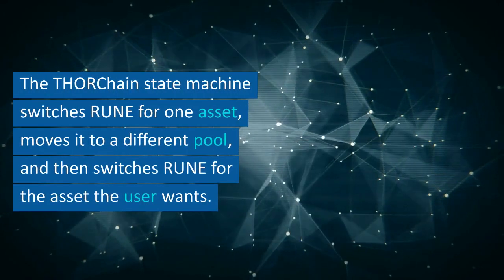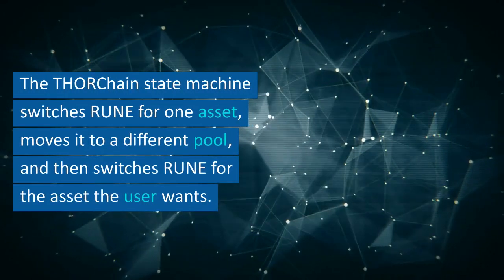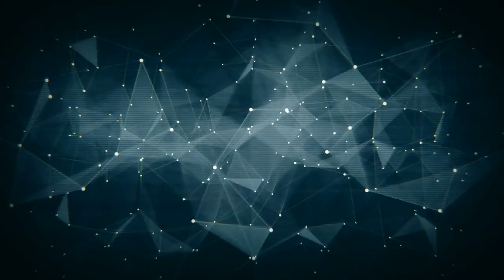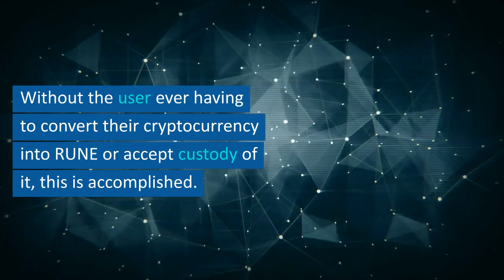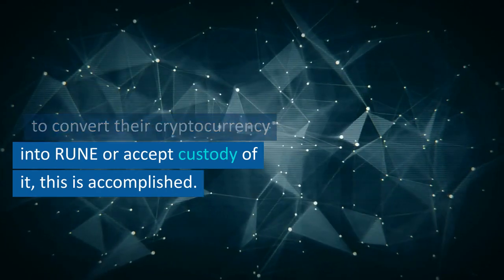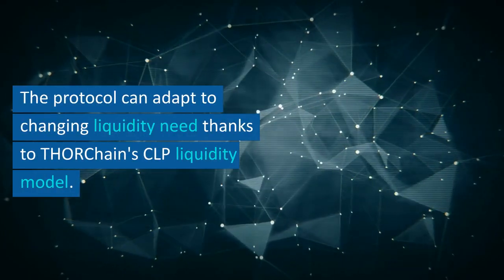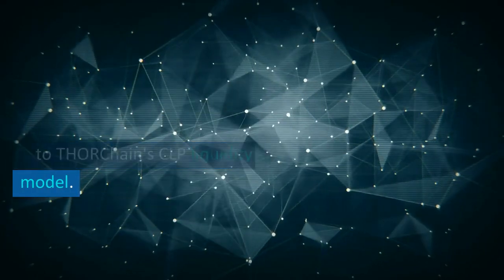The THORChain state machine switches RUNE for one asset, moves it to a different pool, and then switches RUNE for the asset the user wants. Without the user ever having to convert their cryptocurrency into RUNE or accept custody of it, this is accomplished. The protocol can adapt to changing liquidity needs thanks to THORChain's CLP liquidity model.